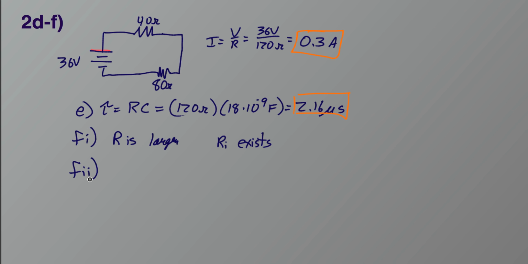For F part 2, student B assumes the resistance value is correct. Would student B conclude the capacitance value is larger or smaller than measured? Again, if tau equals RC, we've got a longer tau, and we are figuring that R is correct, then capacitance has to be higher. So C is larger than measured. And what could account for that?